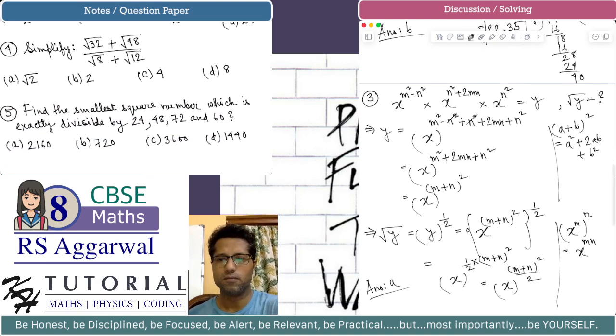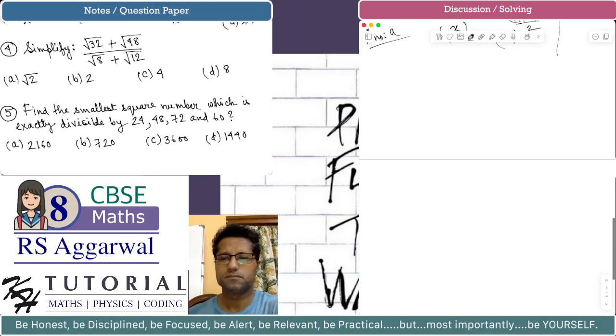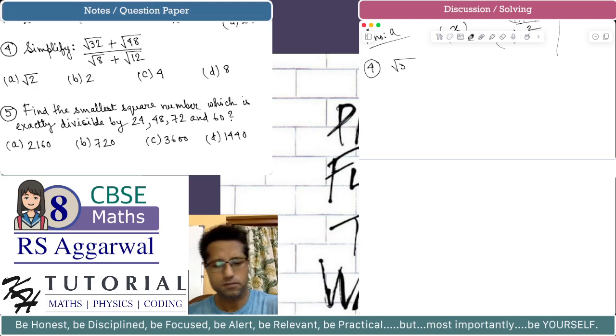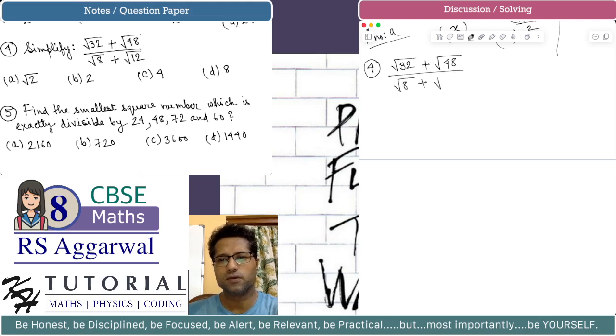Okay, let's do problem number 4. It is a simplification problem. So we have to simplify square root of 32 plus square root of 48 divided by square root of 8 plus square root of 12.